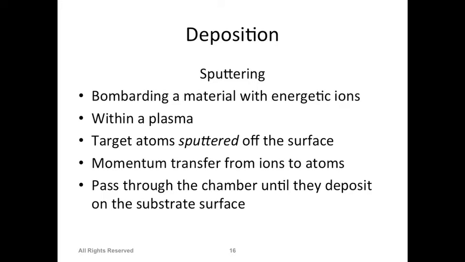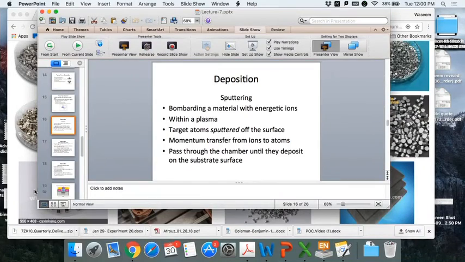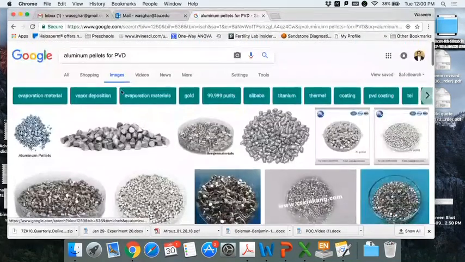So in that way, your ions are hitting the surface, removing small atoms, and then those atoms will fall down, and they will start making a layer on the surface. So let me show you a sputtering target, okay? It will give you a little bit of a feel.